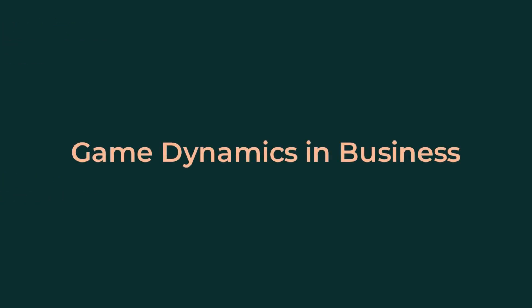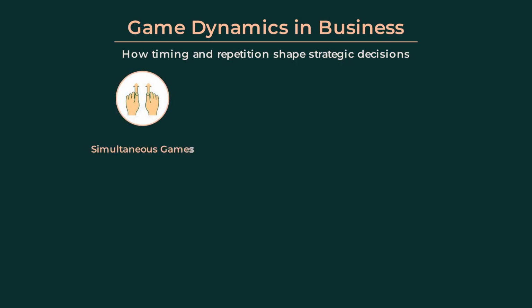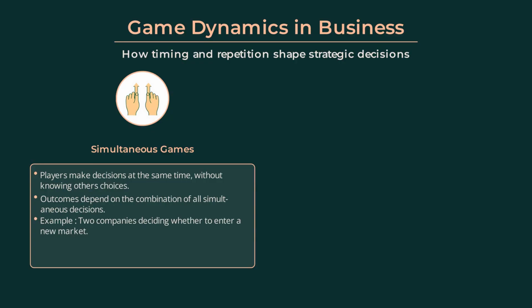Now, let's look at game dynamics in business and how they play out in real-world scenarios. We'll examine how timing and repetition significantly shape strategic decisions and their overall impact. First, we have simultaneous games, where all players act without knowing their rivals' choices. In these games, players make decisions at the exact same time, without observing others' concurrent choices. The final outcomes depend entirely on the combined effect of all these simultaneous, independent decisions. A classic example is two companies deciding whether to simultaneously enter a new market segment.